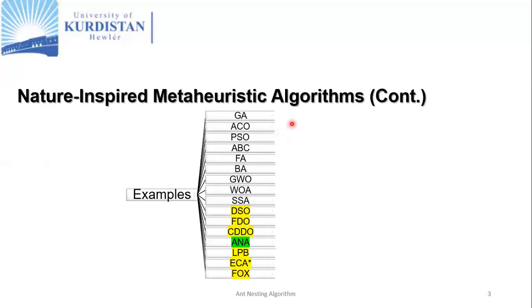These are some examples of metaheuristic algorithms in the past: genetic algorithm, ant colony, PSO, particle swarm optimization. And those in yellow at the bottom, these are recent algorithms, very powerful: DSO, fitness-dependent optimization, child drawing development optimization, and nesting algorithm, which will be explained momentarily. Learner performance-based algorithm, evolutionary clustering algorithm, stark and fox algorithm.